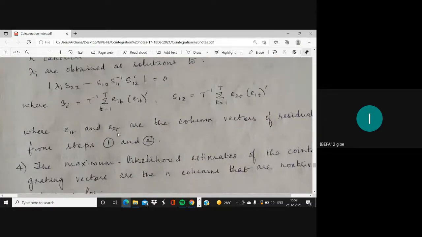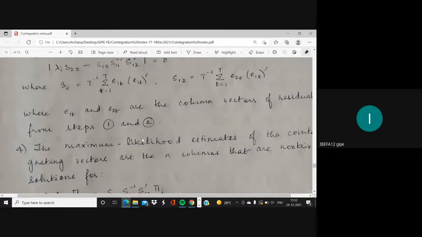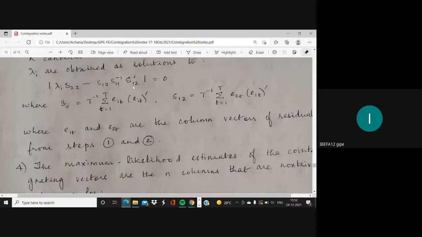So where E1t and E2t are the column vectors of residuals from steps 1 and 2. I hope so far it's clear to all of you. So basically you will be creating this equation. Once you've extracted the residuals E1t and E2t, you'll be able to find out their variance and the covariance. Then after that, you will be able to create this equation and solve for this equation. The determinant of this matrix now has to be equal to 0. So you'll be able to solve this equation and find out what is lambda i.